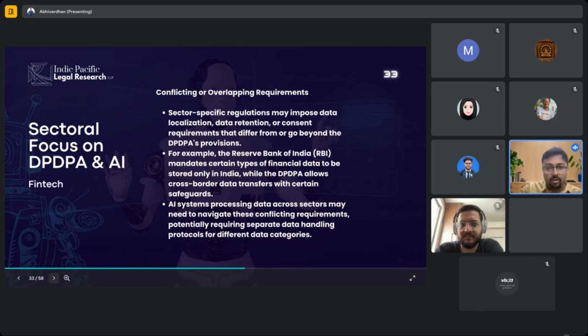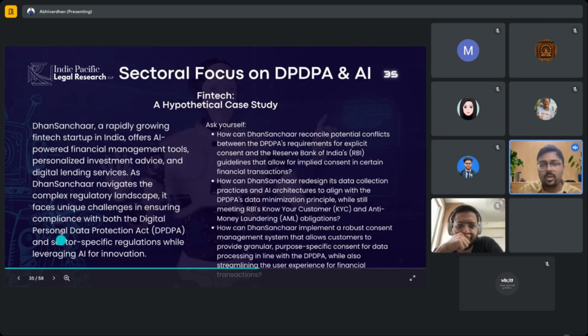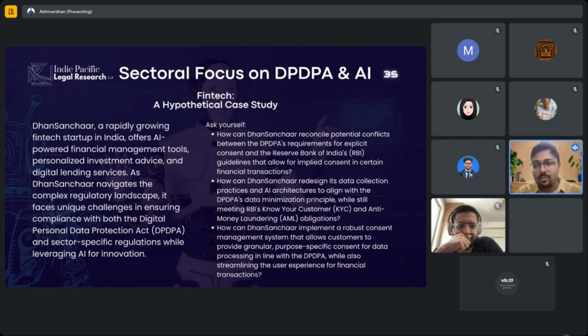Now, this is what exactly I was talking about, which was conflicting and overlapping requirements, that there will be certain aspects of financial data. So I'll definitely share the deck. These are the key takeaways you can look through, which is about data minimization around aspects of KYC. Now, it's a quick case study for another startup or company. I have named it Dhan Sanchar. So let us say that Dhan Sanchar is offering certain work when it comes to financial management, personalized investment advice.